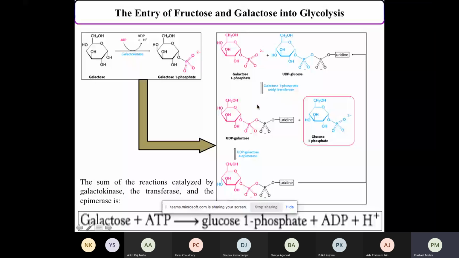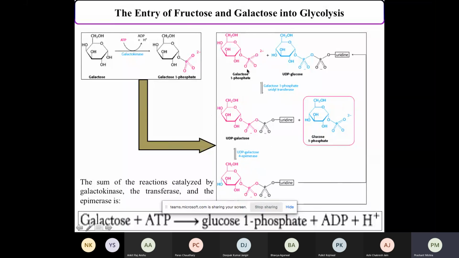Now, do you recall what is the structural difference between galactose and glucose? At the fourth position, galactose is the epimer of glucose. So you will see the positions 1, 2, 3, 4. This is the fourth position. Here, this position is changing. So from UDP galactose, you get UDP glucose. So that's the way epimerase enzyme works.